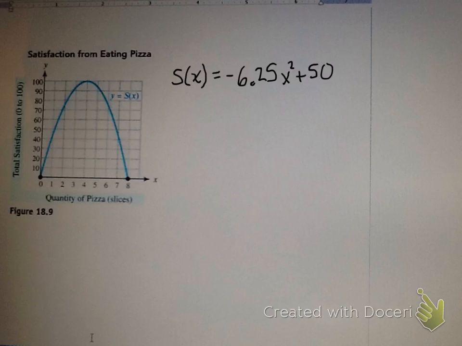So here's the graph, and it's on page 1156, and it's right out of your book. It's figure 18.9, and the equation to it is written here. And they ask you to find the vertex and find the given maximum slices to provide satisfaction.